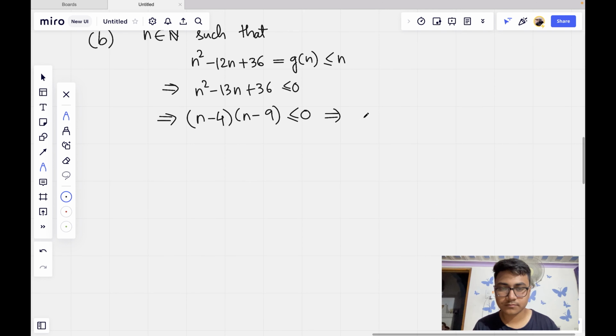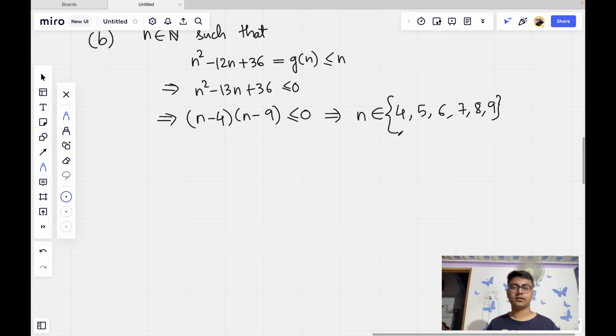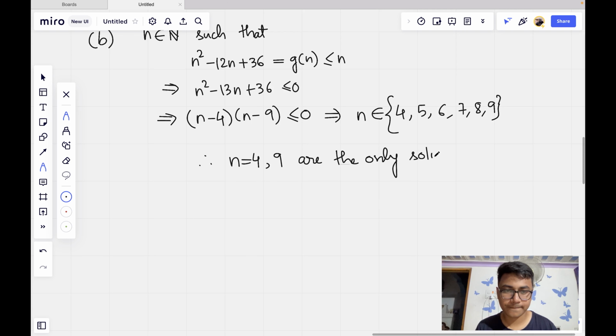Therefore, n must belong to 4, 5, 6, 7, 8, 9. N belongs to this set. Now, all of the elements of this set are single digit numbers, and we just discussed that single digit numbers when given as input to g give that number back. So g of n is equal to n whenever n is a single digit number. So for each of these numbers, equality is achieved here. So this inequality turns to equality, and we get that n equals 4 and 9 are the only solutions. So question number 5 is done.